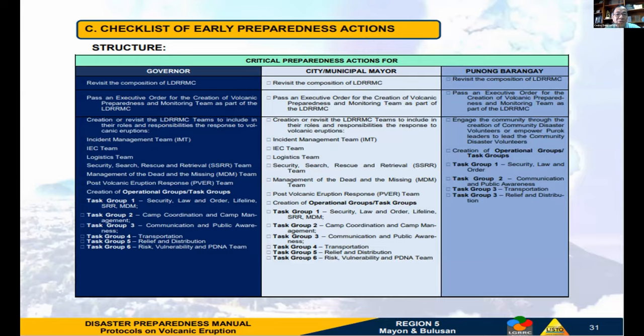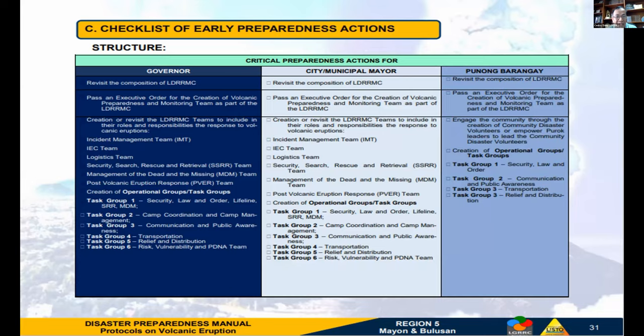Okay. Yung checklist dito naman sa preparedness action, we identified those accountabilities, responsibilities, and actions done by the governor, by the city and municipal mayors, and then the barangay. So that, synchronize natin yun. Hindi ibig sabihin, pag nagsabi yung governor na ito ang gagawin natin, yun din ang gagawin ng barangay at saka municipality. Dapat they have also their corresponding actions to do, corresponding the actions to be done by the governor.